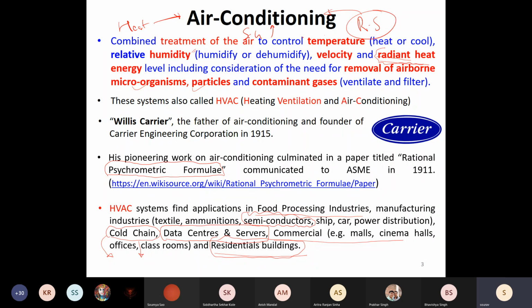If I ask you to increase the velocity of air, you use a fan. That is also a part of air conditioning process. So all these devices are part of air conditioning. But we normally associate air conditioners to only refrigeration systems. That is not correct.